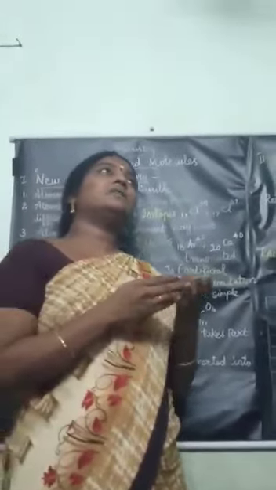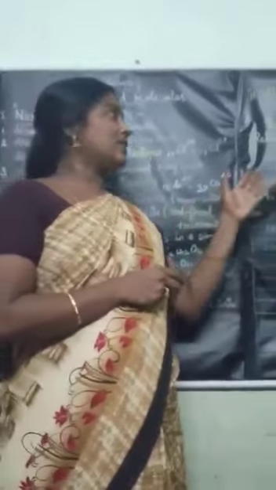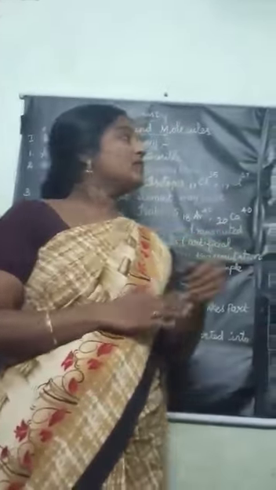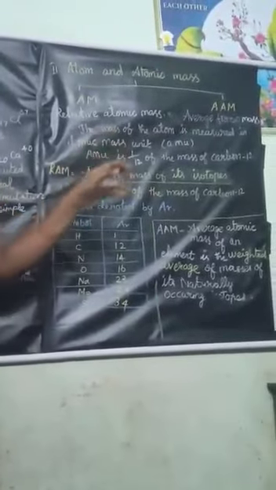So first we have to know what are the subcomponents of atoms. Protons, neutrons and electrons, isn't it? In that, protons and neutrons have considerable mass, but electron does not have any considerable mass. So in your 9th standard you studied the mass of the atom is mainly focused on its nucleus. So what are the components present in the nucleus? Protons and neutrons. Okay, so this mass is called atomic mass, and the mass of the atom is measured in atomic mass unit.